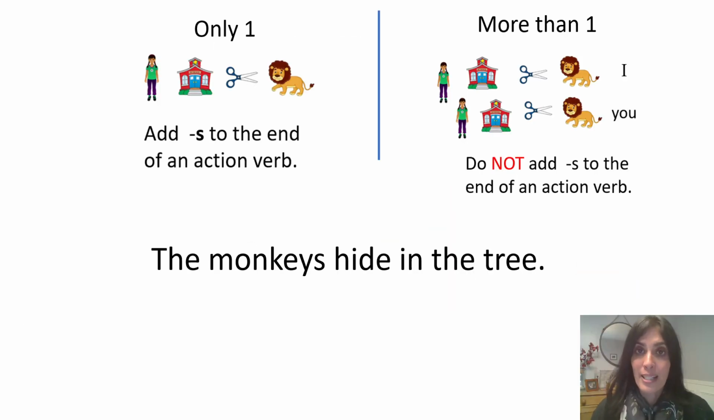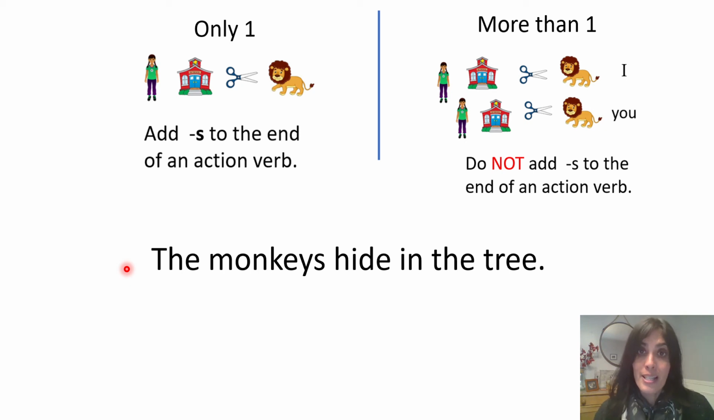Now we're going to practice. Remember, if the subject of the sentence tells about one person or one place, one thing, or one animal, we have to remember to add an S to the end of the action verb, okay? But if the subject of your sentence tells about more than one person, more than one place, more than one thing, more than one animal, or if the subject is the word I or you, we are not going to add S to the end of the action verb. Now, this could be really tricky, so we're going to need to practice. So let's do that now.